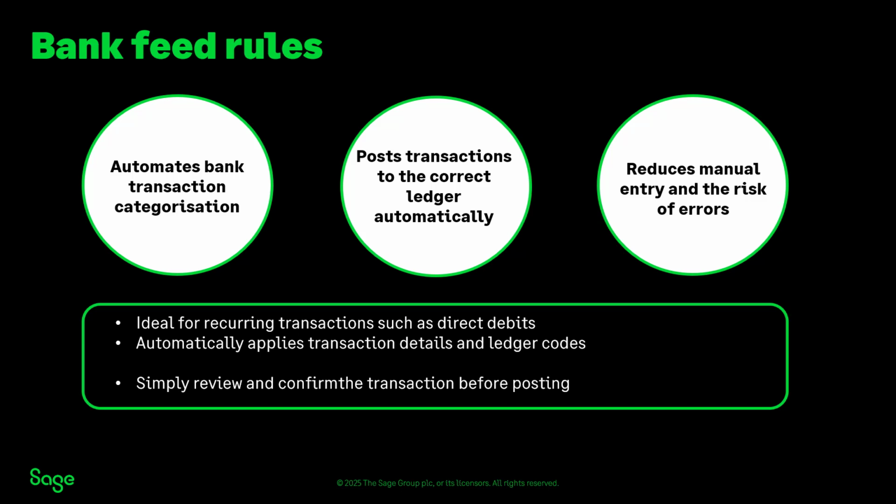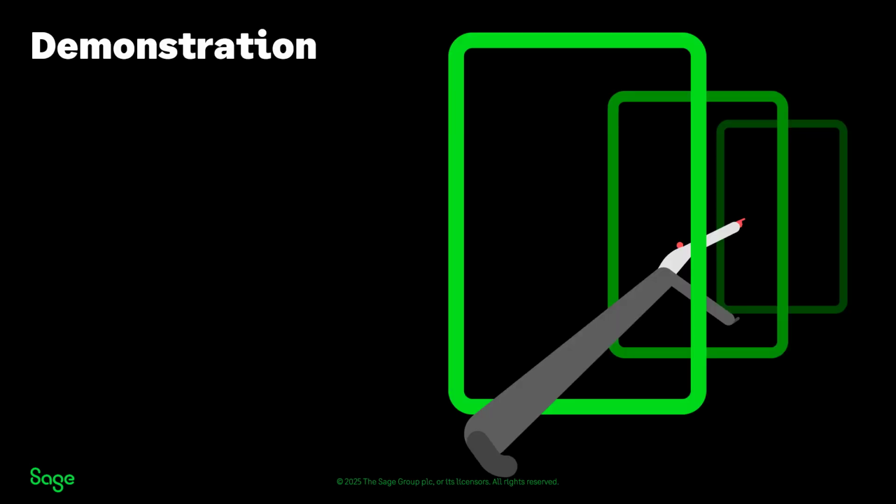And once a rule has been created, Sage automatically populates the transaction details for you. You can simply review the information, confirm it's correct, and create the transaction. So this can save a significant amount of processing time, particularly when dealing with large volumes of regular transactions. So we'll jump straight back into the demonstration. I'll just show you how to set those up and how they look when they do come through in the bank feed.